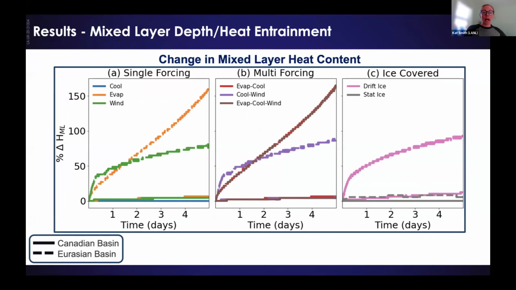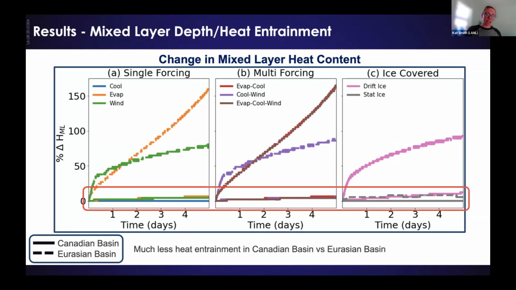Okay, so next we'll look at heat entrainment into the mixed layer. This plot is a change in mixed layer heat content over the course of the 5 days, and this includes both the change in the heat content and the change in the mixed layer depth over the course of the simulations. What I'm plotting here is actually the percent change in the heat in the mixed layer, because the mixed layer depths are different between the two cases, and so this evens them out a little bit. Again, first column is single forcing, middle one is multi-forcing, and the last one is ice covered. Solid lines are the Canadian basin and dashed lines are the Eurasian basin.